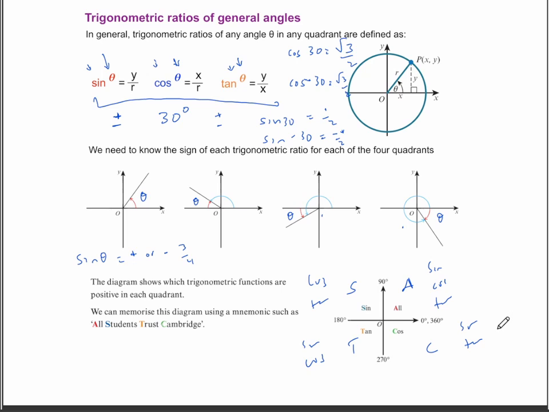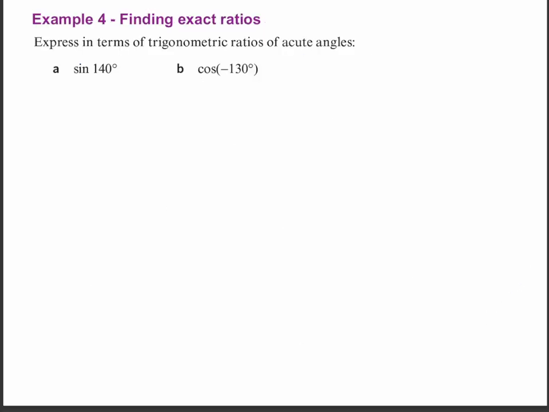And so just with the value of your theta and the quadrant that it's in, we can get the entire value of that ratio. Obviously, the quadrant tells us the sign of that trigonometric ratio, and the theta gives us the magnitude of that trigonometric ratio. Next, express in terms of trigonometric ratios of acute angles.